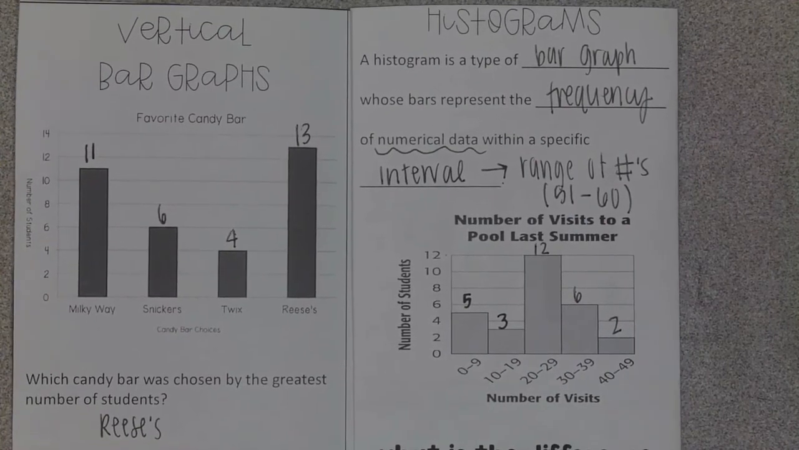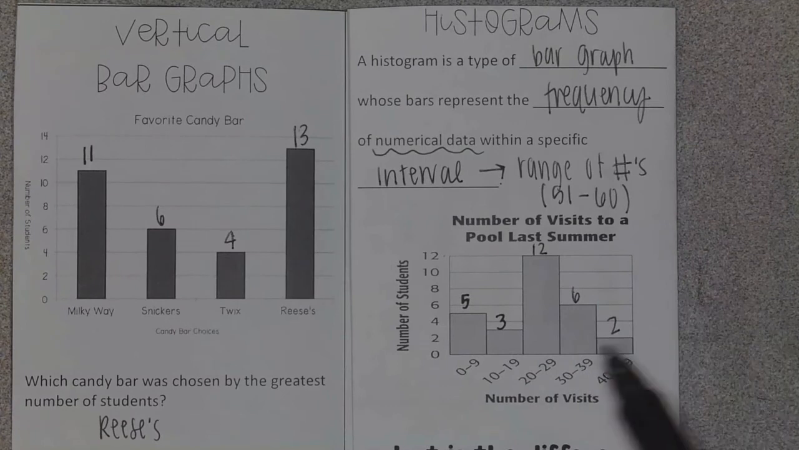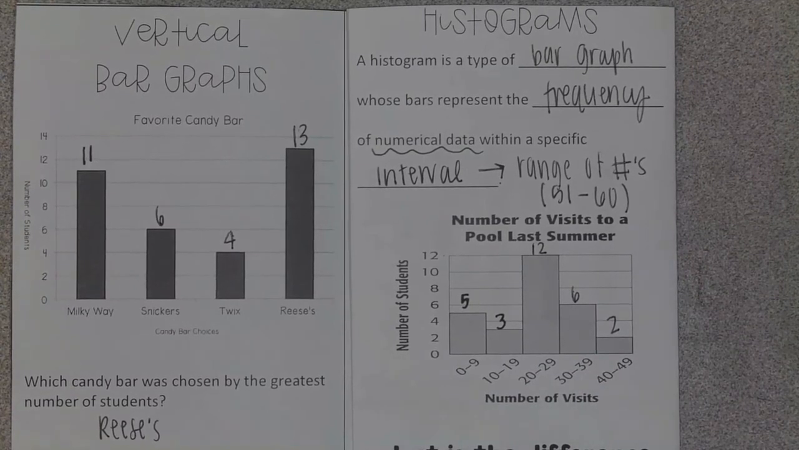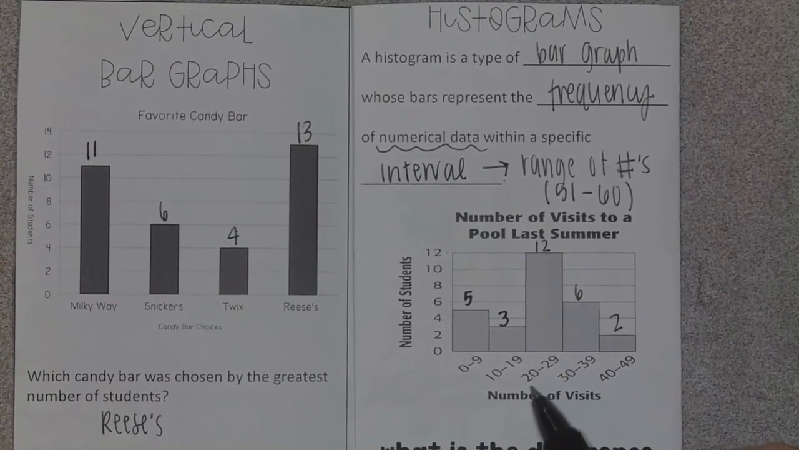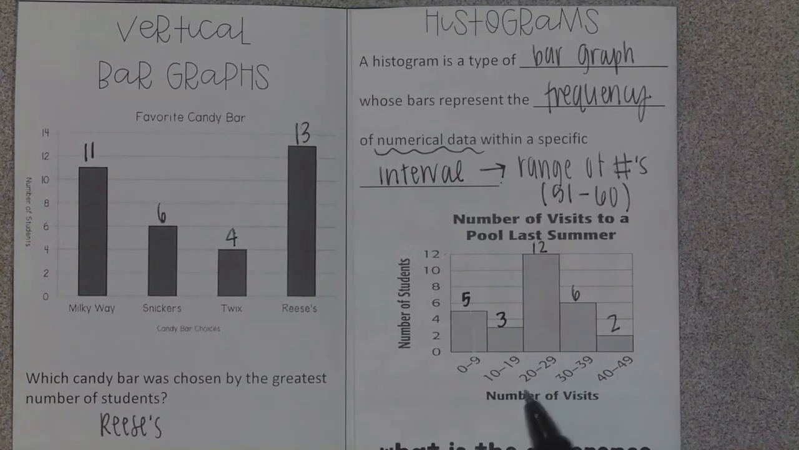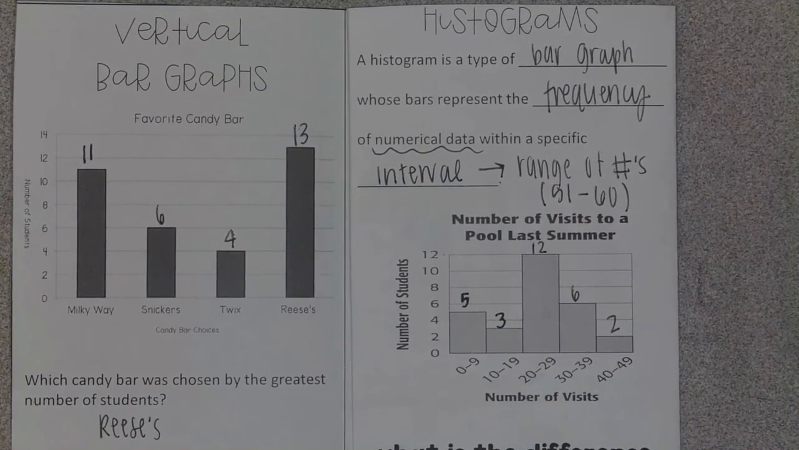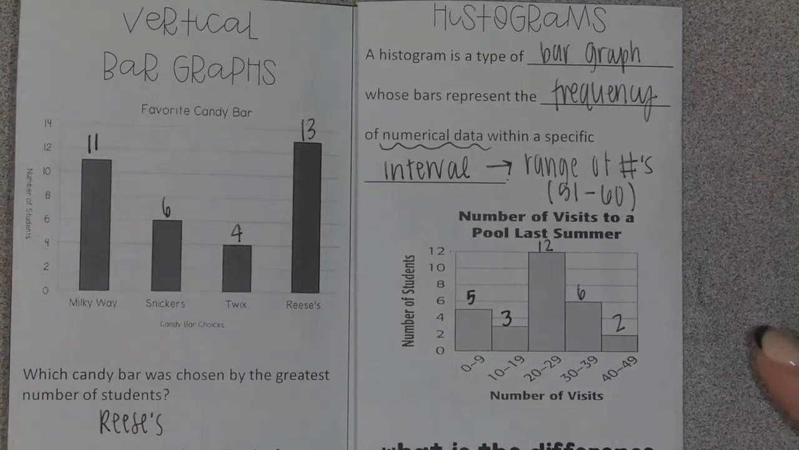But what I can't do is answer the question, and this is an example, of how many people went to the pool exactly 24 times. Again, all I know is there's a range of people who went between 20 and 29 times, but I don't know how many people went exactly 24 times.